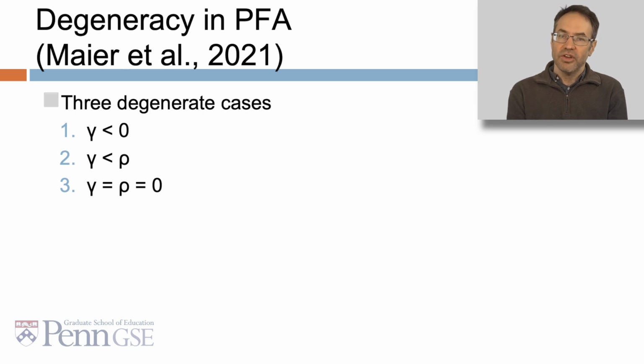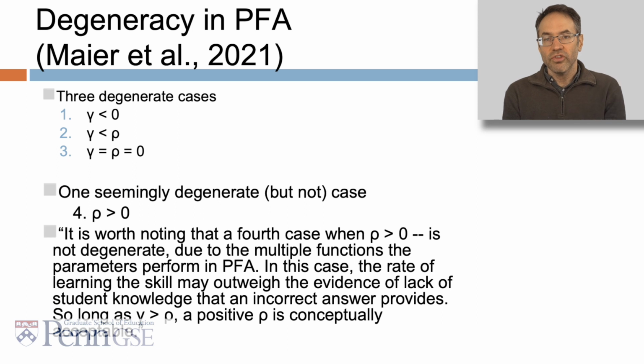2021 talk about 3 degenerate cases that you can get, where gamma is less than 0, where gamma is less than rho, and where both gamma and rho equal 0. There's also a seemingly degenerate case that actually isn't, where rho is greater than 0. And Maier and her colleagues talk about this, that in this 4th case, there's actually not degeneracy because of the multiple functions the parameters perform in PFA.